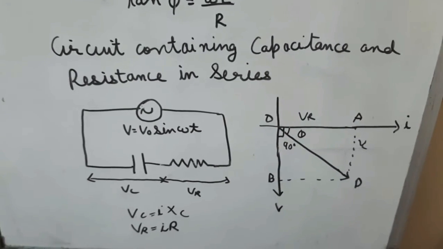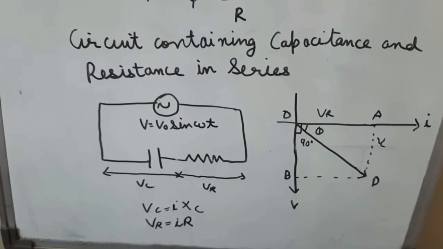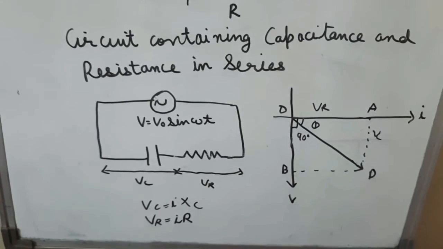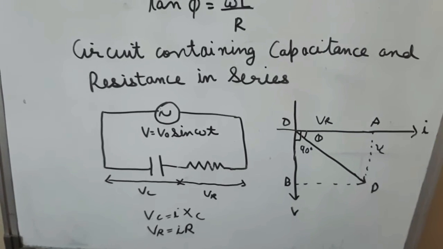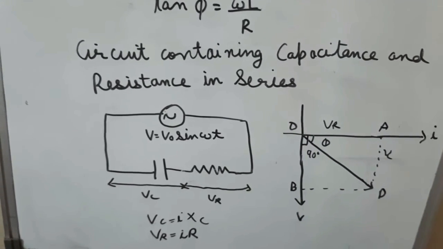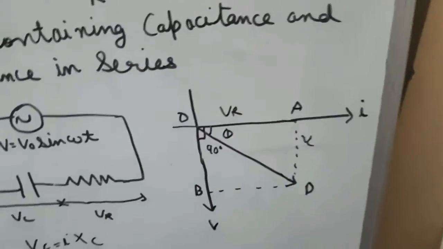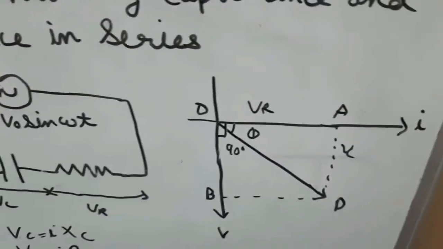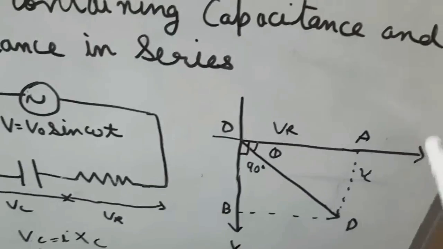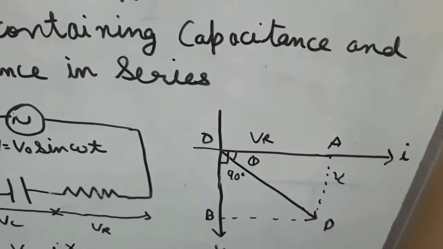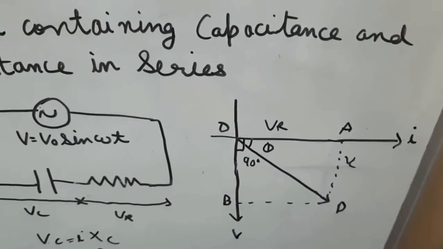The voltage across the capacitor is VC, and the voltage across the resistor is VR. So VC is equal to I into XC, because what is our XC? The capacitive reactance of the capacitor, which is equivalent to the resistance, and VR is equal to I into R. This is the phase diagram. Here we have VR, that is the voltage of the resistor is in phase with I, and the phase difference between I and the voltage of the capacitor is 90 degree.